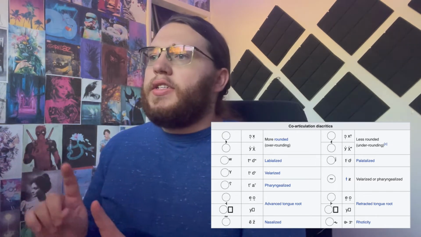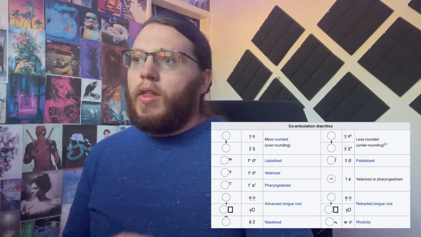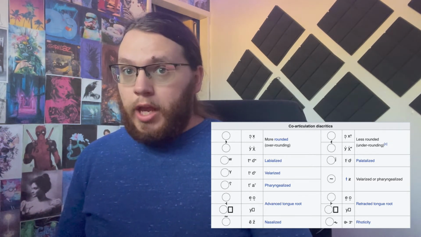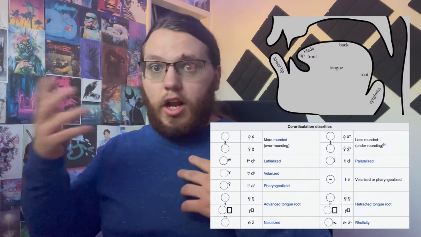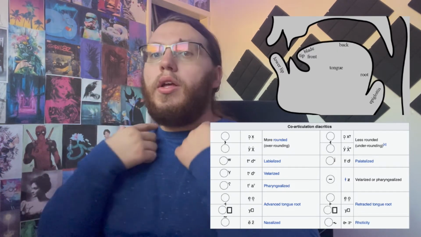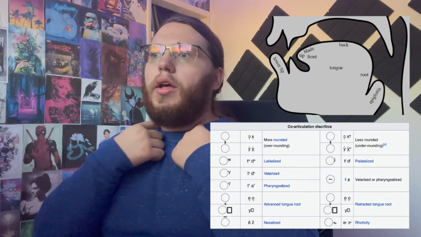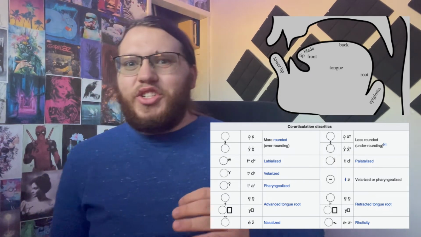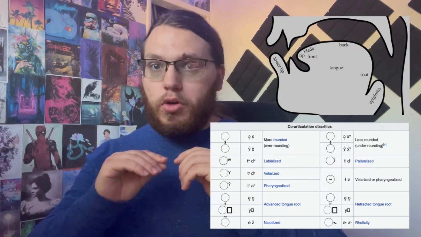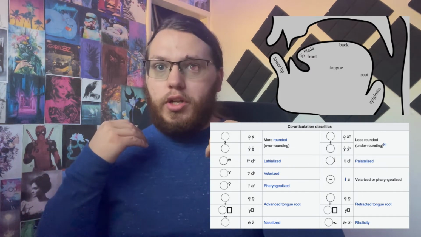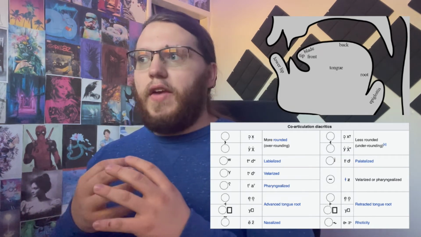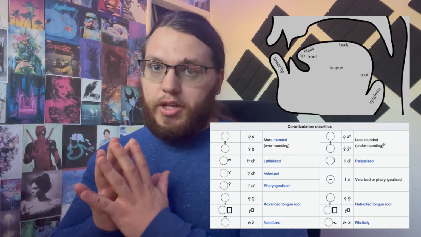Then we have advanced and retracted tongue root. This is another feature in vowels that is used to distinguish meaning in some languages. Like I talked about the anatomy of the tongue, front, back, root, your root being in your throat. Some languages draw a distinction as to whether the tongue root is forward or backwards. If it's forward, it's making a larger space in your pharynx. If it's back, it's making a smaller space in your pharynx.